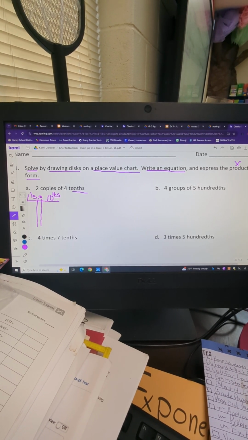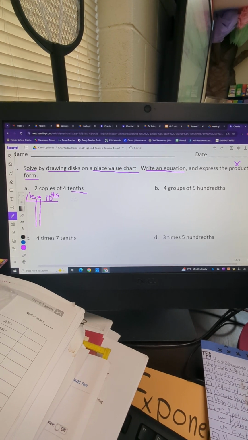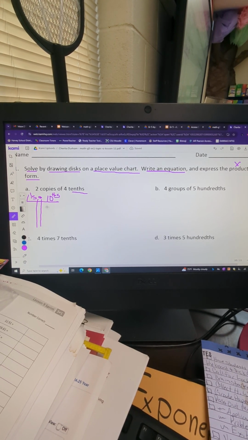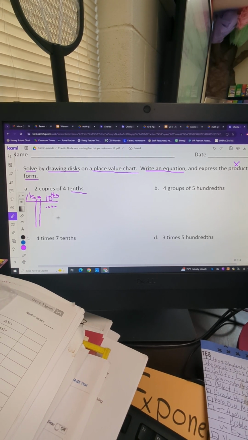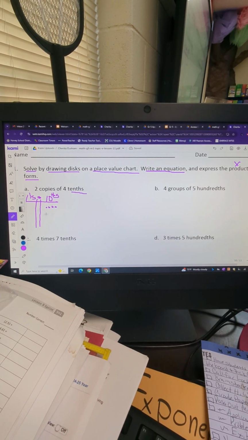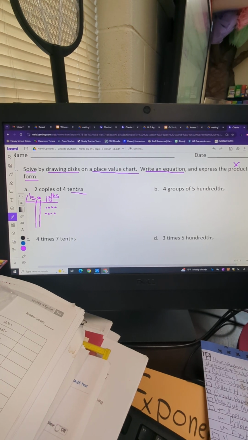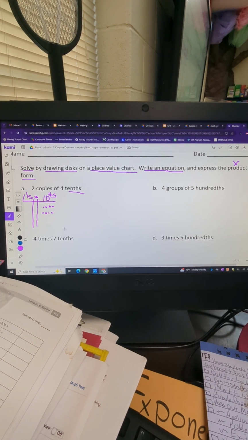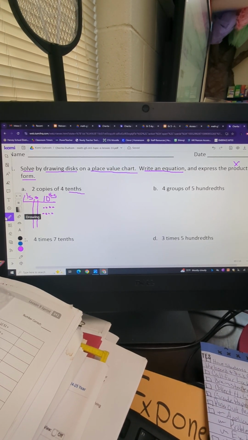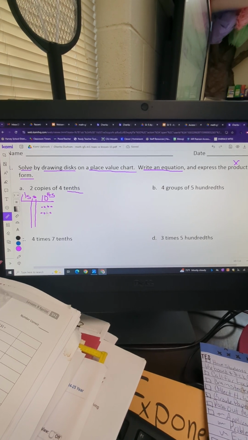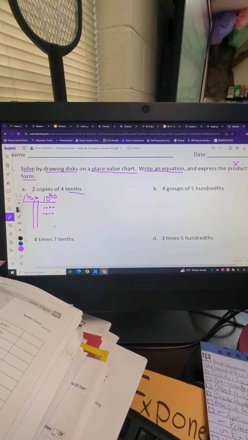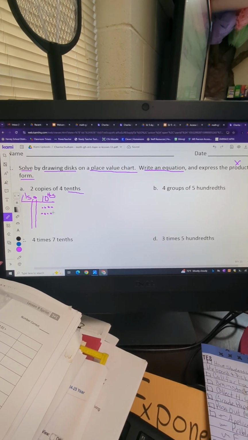2 copies of 4/10. That means I need 2 groups of 4/10. So that's a 4 in the tenths place. So here's 1, 2, 3, 4. That's one group of 4. We need 2 in the tenths place. So that's 1, 2, 3, and 4. We have our 2 copies of 4/10, right? Now we check to see, just in case, if we have any that we can carry over, because you know you can only fit 10 in each place value. Do we have more than 10 here? No. So we can move on. This leaves us with an 8 in the tenths place.